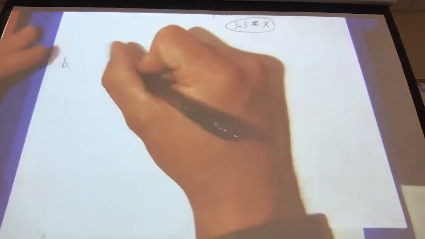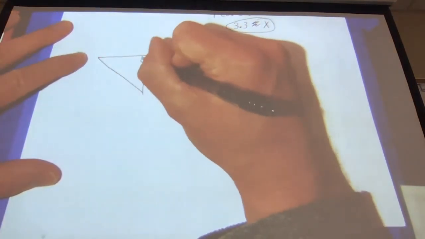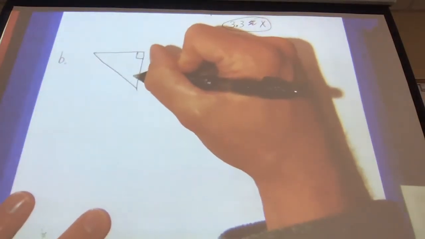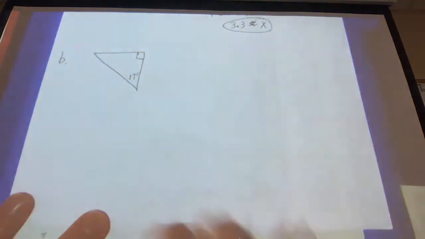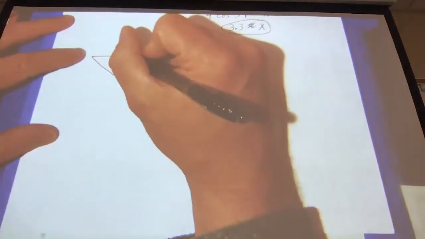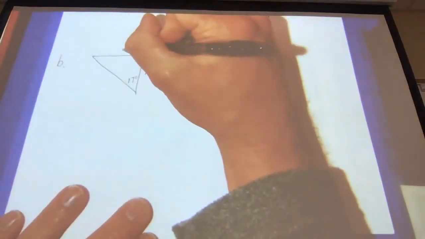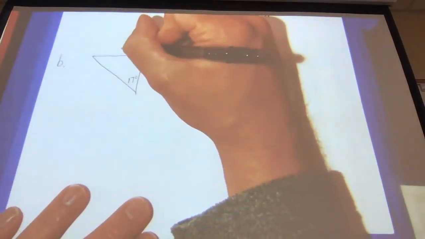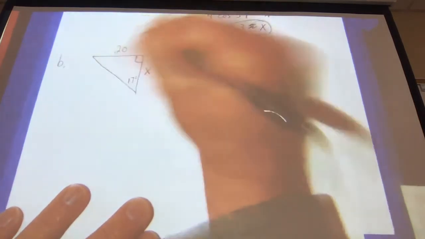All right, let's try another one. Here's our right triangle. Let's start with the angle. What do you want the angle to be? 17. And we'll mix it up here. We'll call x here. What do you want this side to be? 20. All right.